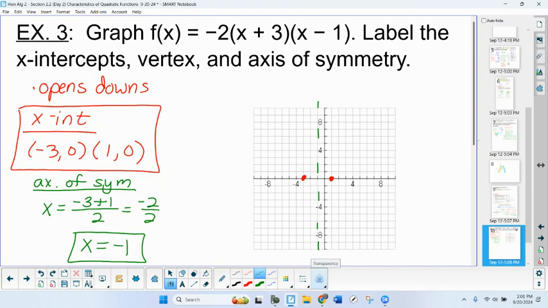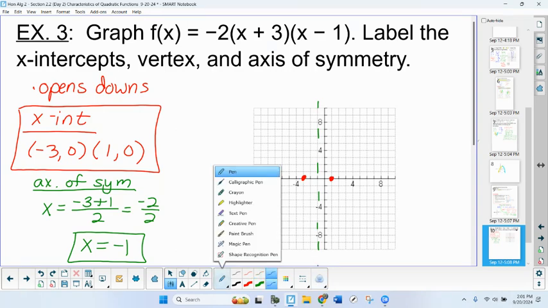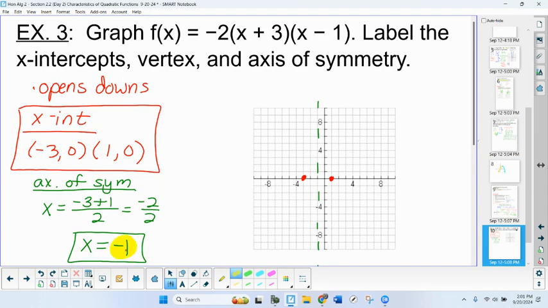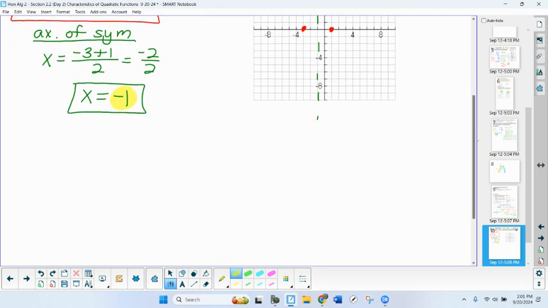Now I got to find the y-coordinate. Well, what do I know about x? X is what? Put it in both of those places. So now I'm going to come here and say, okay, well, y is equal to negative 2 times negative 1 plus 3 times negative 1 minus 1. Some of you will grab your calculators. Some of you will do your parentheses first.